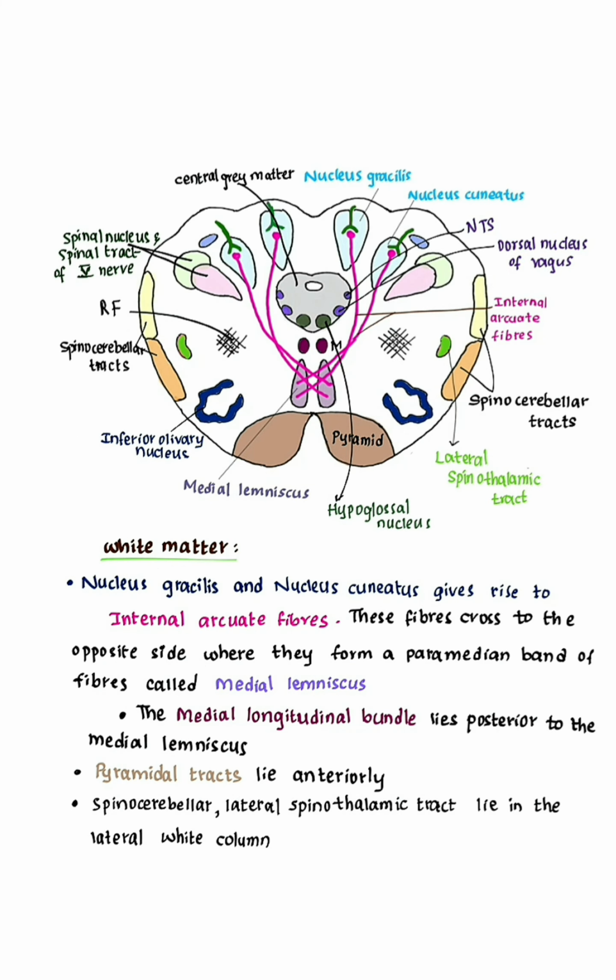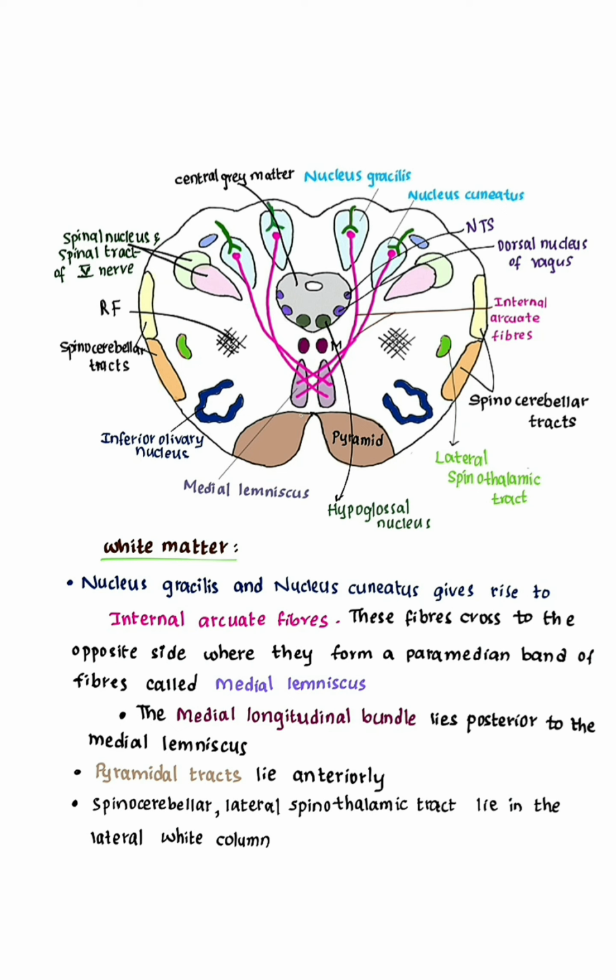Now let's see white matter. Nucleus gracilis and nucleus cuneatus give rise to internal arcuate fibers. These fibers cross the midline and reach the opposite side, where they form a paramedian band of fibers called the medial lemniscus. Pyramidal tracts lie anteriorly.